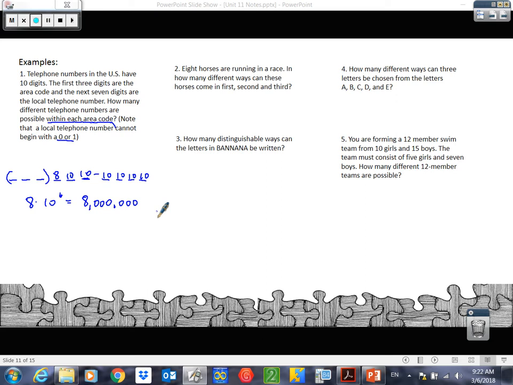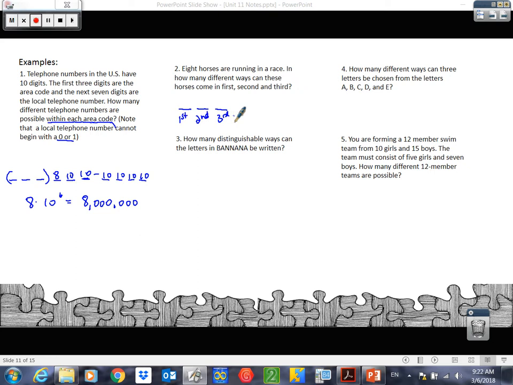Questions on that? All right, let's look at number 2. On number 2, we have 8 horses running in a race. In how many different ways can these horses come in first, second, and third? I'm going to do this one 2 different ways. The first way is by using the blanks. I want first place, second place, and third place.